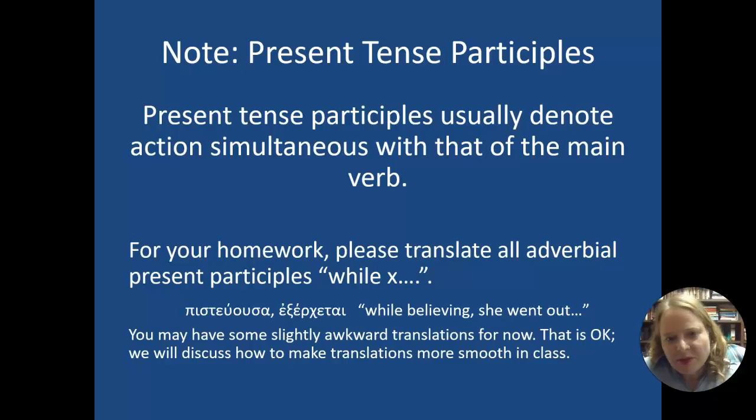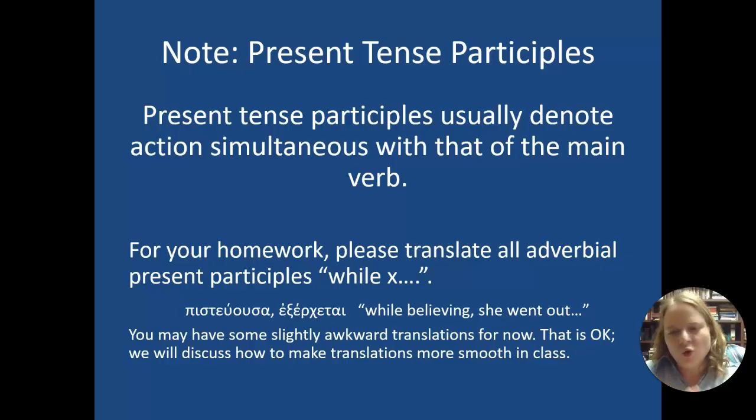Present tense participles usually denote simultaneous action with the verb, and so that's why I keep saying when or while. For now, I think we're going to do this because this might help you out. Why don't you just go ahead and translate your homework for all the adverbial participles with while. So while this was happening, this also happened. No matter what your indicative verb is, the participle is happening at the same time as the indicative verb. And so for now, even if that's slightly awkward, let's just go with that. And then we will work together to figure out how to complicate some of these things.